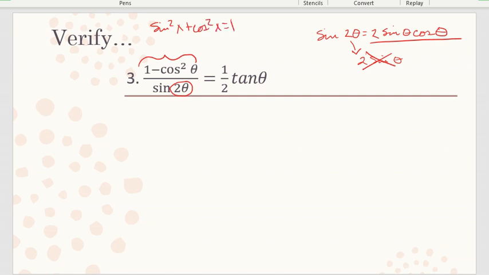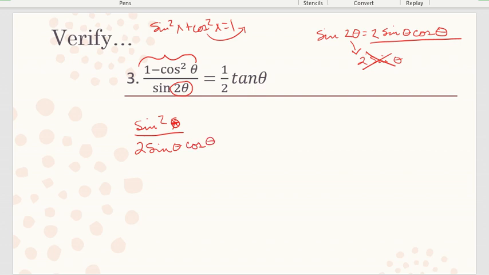I always look for 1 plus or 1 minus anything. This got pulled over there, so what I'm left with is a sine squared x over, and I'm going to change this out to 2 sine, whoops, all of a sudden I had an x and it was a theta. Let's go back and make this a theta. And then 2 sine theta cosine theta.